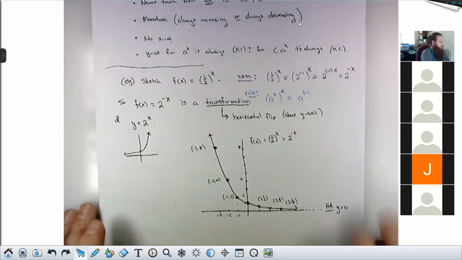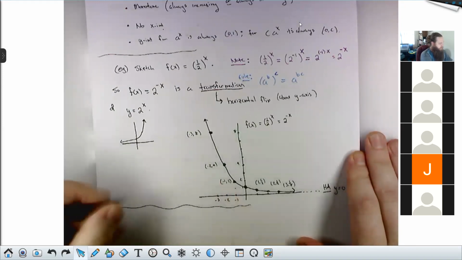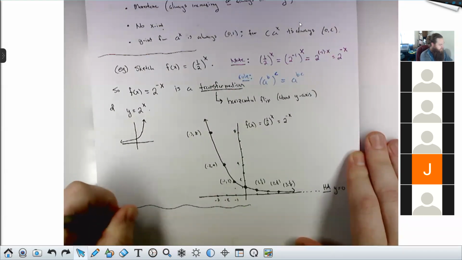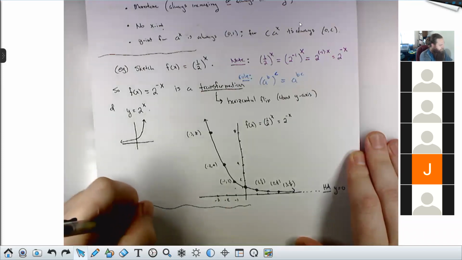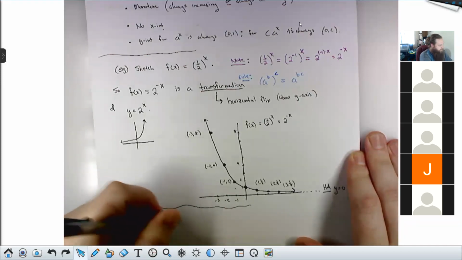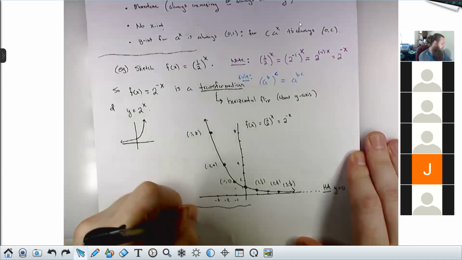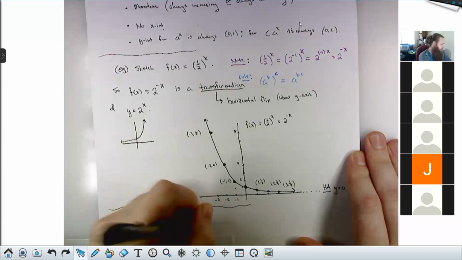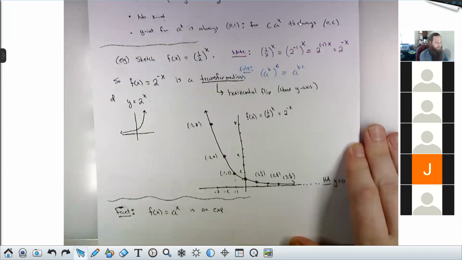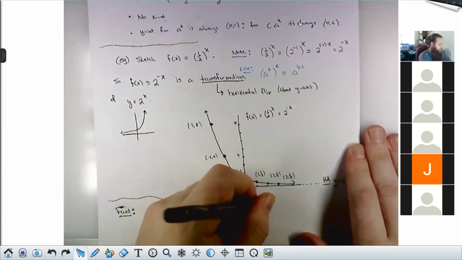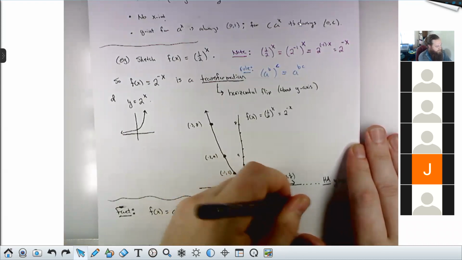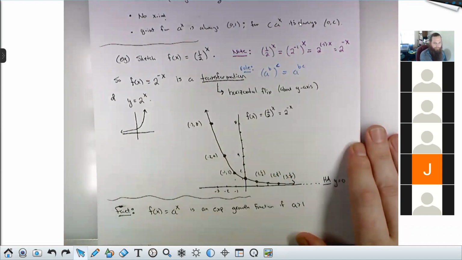So the very last thing I'll say here: f of x equals a to the x is an exponential, and I'll abbreviate exponential exp all the time, exponential growth function if the base a is bigger than 1. If you take a number bigger than 1 and you raise it to larger and larger powers, it gets bigger and bigger.